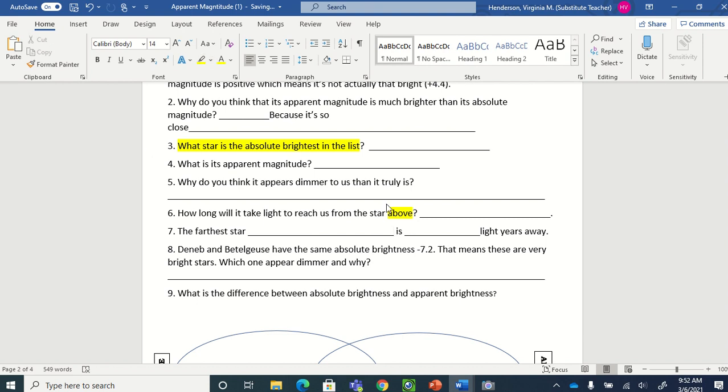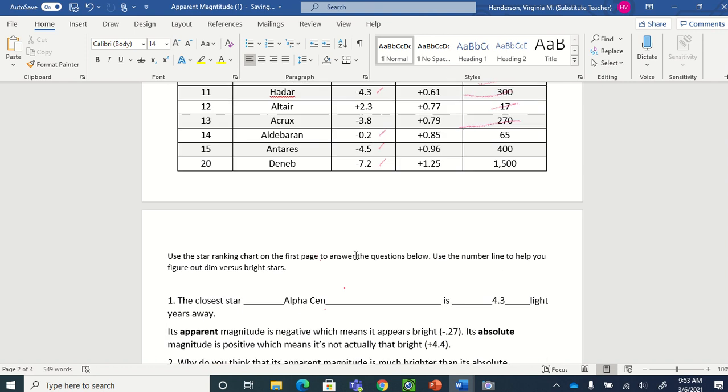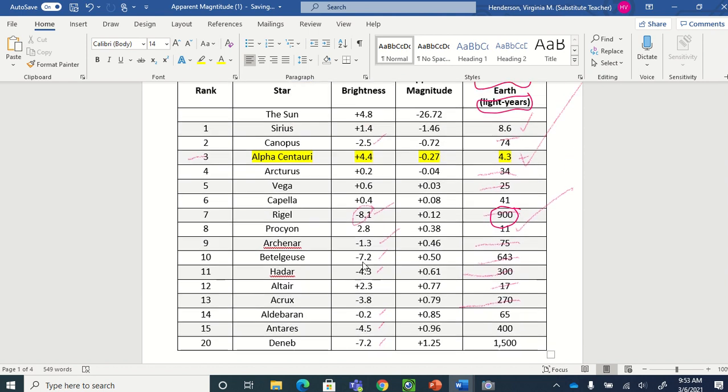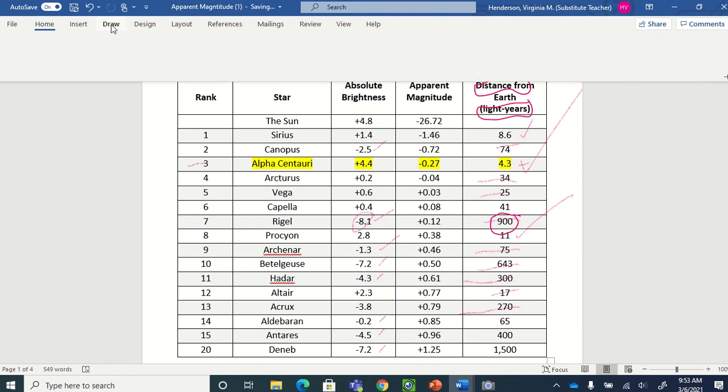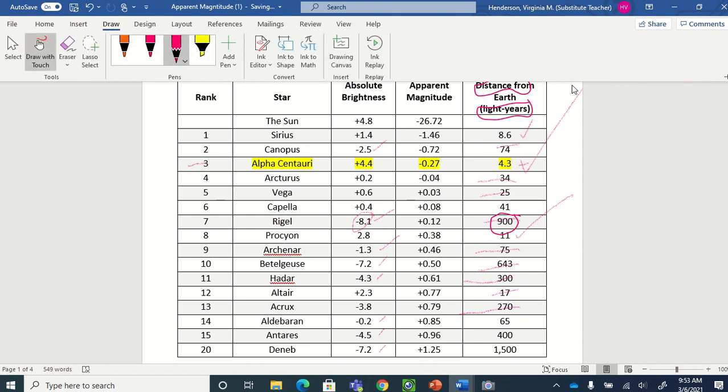All right. So how long will it take to reach us? Again, it's truly dimmer because it's 900 light years away. You're going to repeat the same answer here. What is the farthest star? Blank is light years away. So we're going to go back up here and look at which one's the farthest star. We're looking at distance, in light years, and we're going to go down this line. Let me go back into my draw tool and get out my pencil.